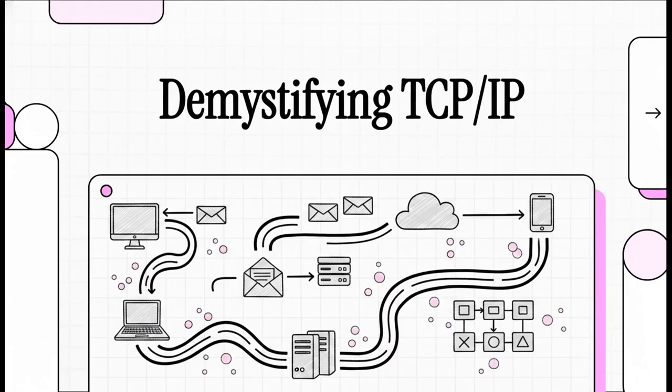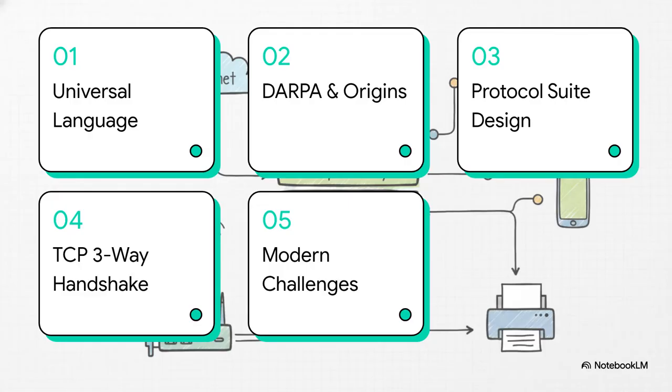So welcome to this explainer. Today we're going to demystify the absolute backbone of our entire digital world, the TCP/IP protocol suite. So here's our quick roadmap for today. We'll start with the Universal Internet Language, then look at DARPA and its early origins, move on to designing the protocol suite, dive into the TCP three-way handshake, and finally wrap up with evolution and modern challenges.